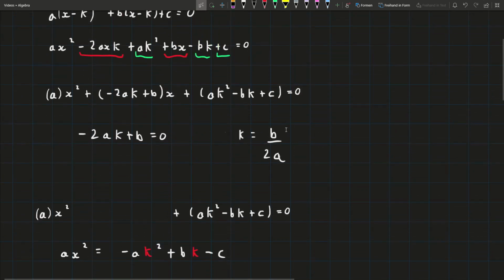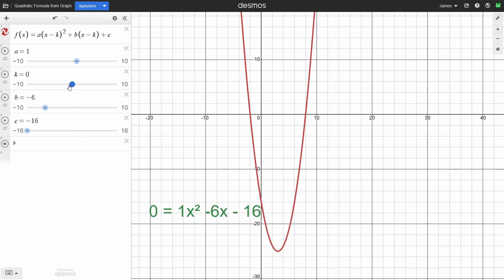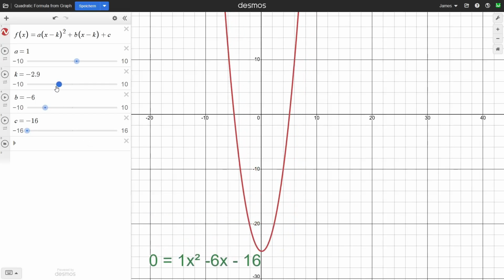Maybe do some numerical examples, calculate b, calculate a. For example, here, remember we have to shift over by minus 3 units. And you can verify that, because remember our k value that we solved for algebraically was b over 2a. So b here is minus 6 over 2 times 1. So minus 6 over 2 is minus 3. That's where our k value comes from. So it makes sense. And yeah, that's pretty much it.